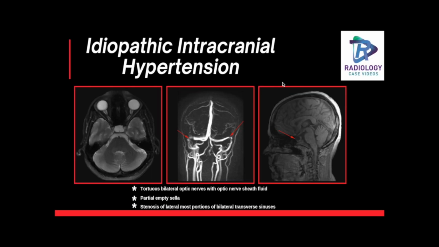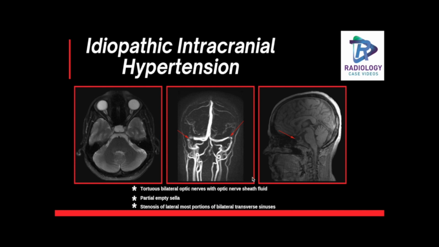The next one is idiopathic intracranial hypertension. It is also known as pseudotumor cerebri. The signs and symptoms of this condition are because of the increased intracranial pressure. In this image, you can clearly see the tortuous optic nerves with prominent subarachnoid space around the optic nerves, and here on both sides you can see the stenosis of transverse sinuses, which is very important in diagnosing this condition, and partial empty sella is also shown in this picture.